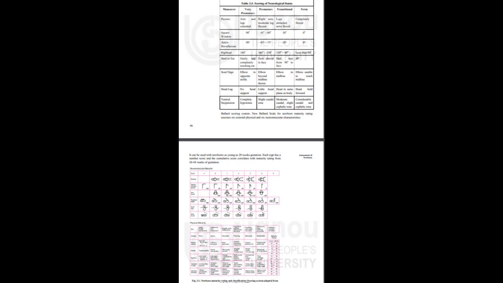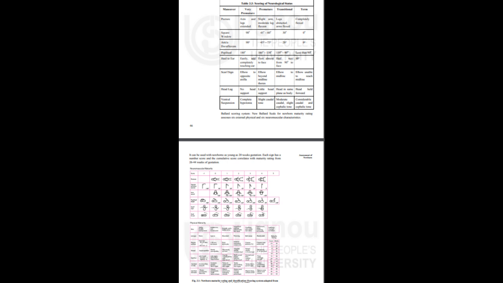Using these tables helps to know if the neonate is term, 38 to 41 weeks of gestation, transitional, 35 to 38 weeks, premature, 30 to 35 weeks, or very premature, below 30 weeks. Table 3.3, Scoring of Neurological Status.